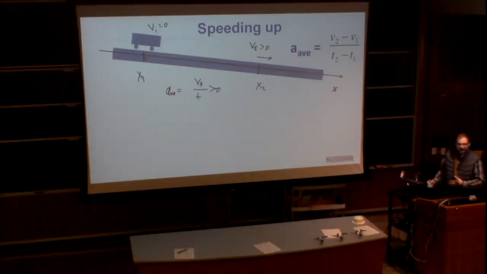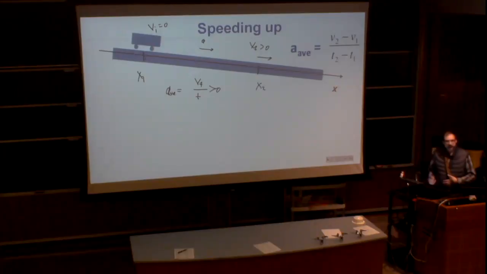Acceleration also has a direction. In this situation, it points in the same direction as the x-axis, in the same direction as velocity. That's always the case when an object is speeding up: velocity and acceleration point in the same direction.